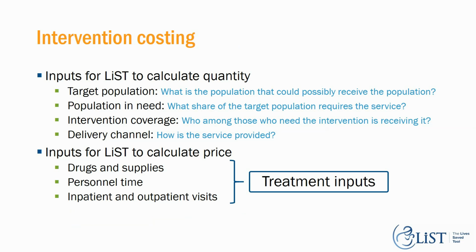So just to sum it up, in order to calculate quantity, which is what we learned to do just now, we need the target population, so who could possibly receive the intervention. We need the population in need, so what share of the population actually requires the service. We need the coverage, so who among those who need it are actually getting it. And finally, how is the service being provided? So through what specific channel?